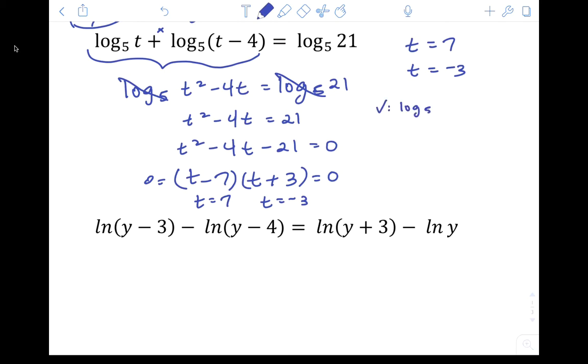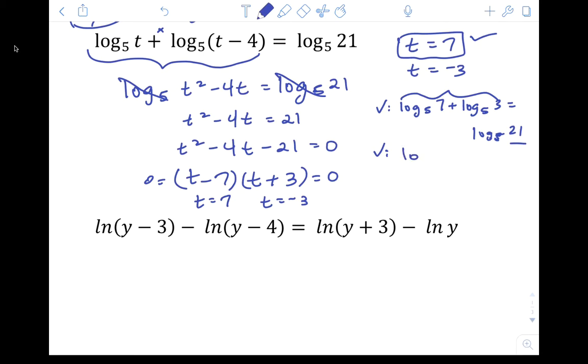Log base 5 of 7 plus log base 5 of 7 minus 4, which is 3. That is supposed to equal log base 5 of 21. Do these condense back through multiplication to give you 21? Yeah, 7 times 3 is 21. 7 is a winner.